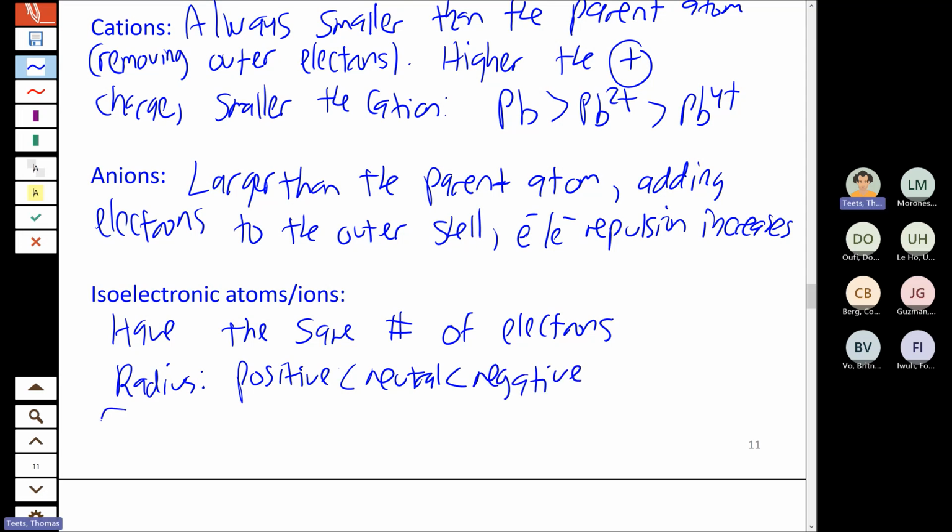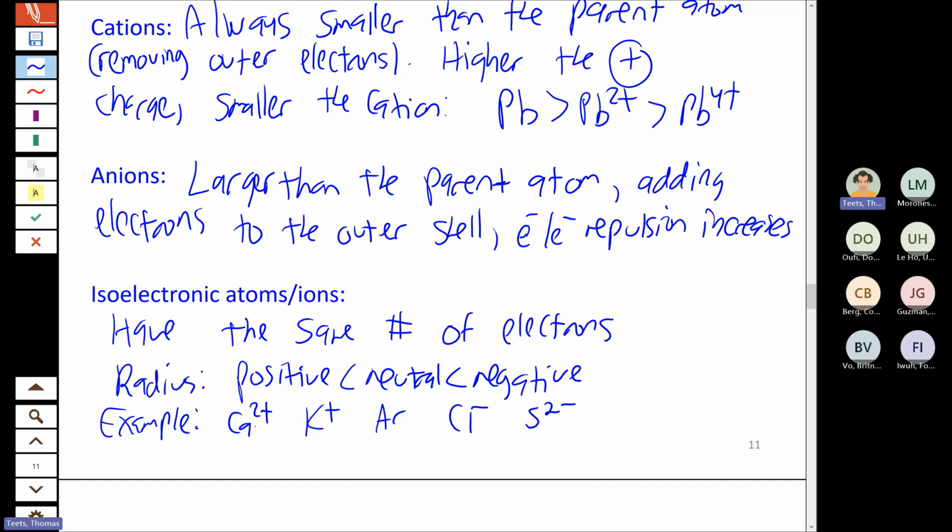All right, so as an example, all of these ions and atoms have the same number of electrons: calcium 2+, K+ potassium, argon, Cl minus, and S2 minus. All of these have the argon configuration. They all have 18 electrons, the argon configuration.